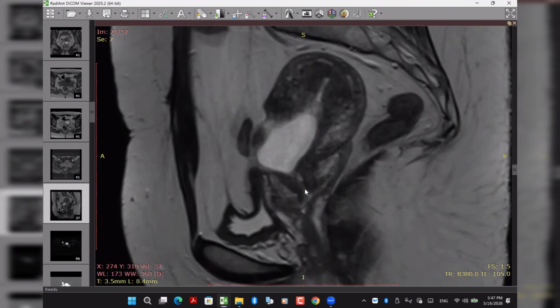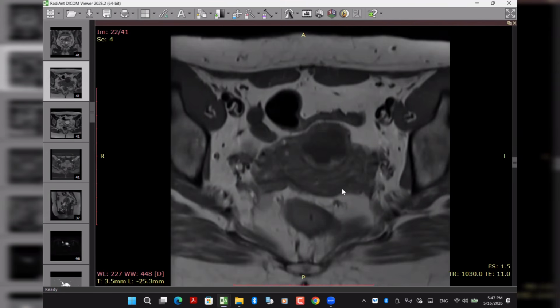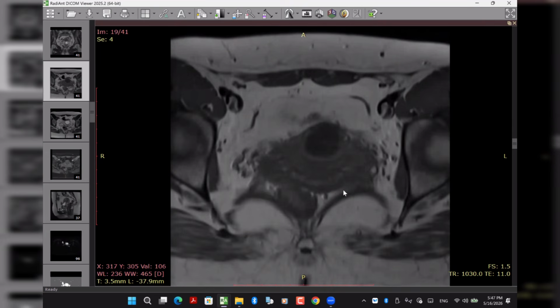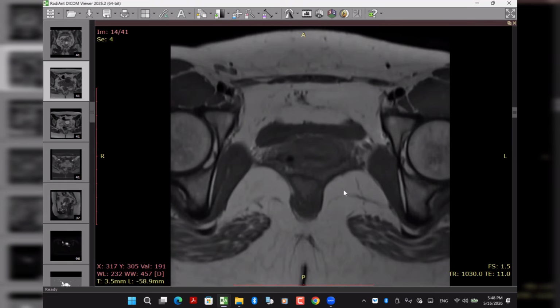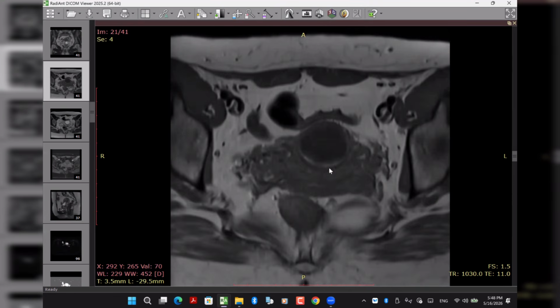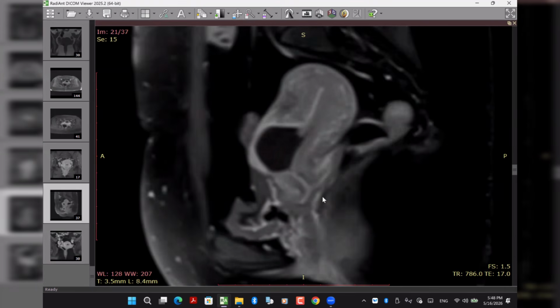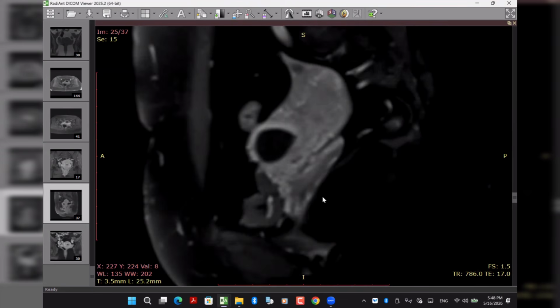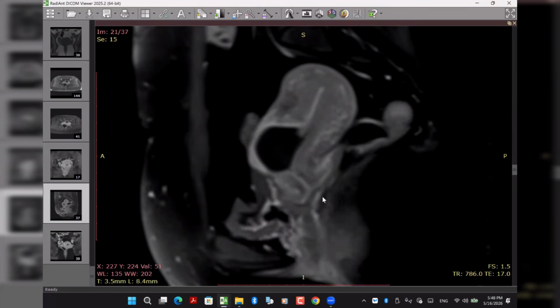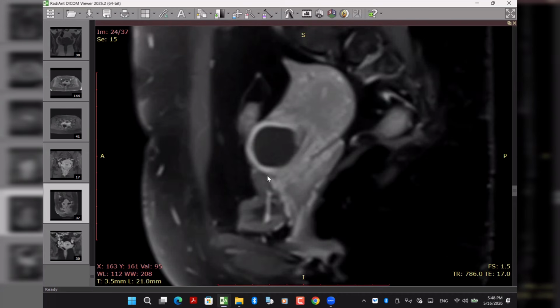Let me show you first the T1. This is the axial T1. On T1 it's hypointense with a surrounding hyperintense irregular wall. Then this is the post contrast. On post contrast, it's not enhancing, only through the periphery.